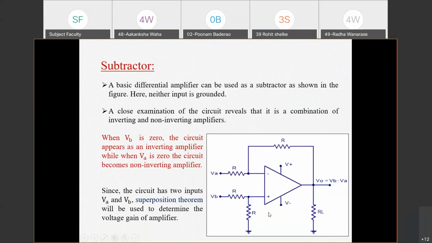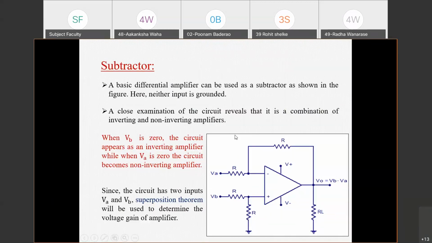One peculiar point we have seen regarding the circuit diagram: in the discussions we have done so far, one of the inverting or non-inverting terminals was grounded. But in this case, it is not happening here. There are two inputs, VA and VB. VA is given to the inverting and VB is given to the non-inverting terminal, so you can see that neither input is grounded.